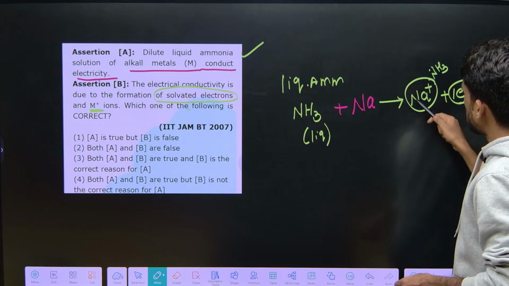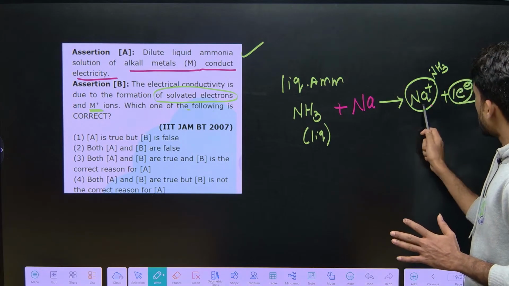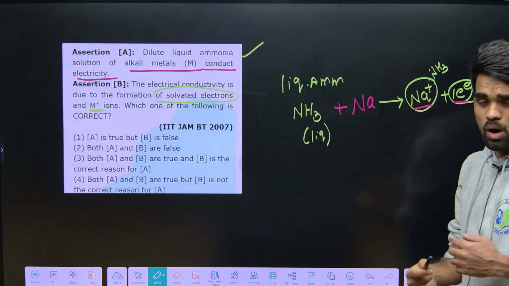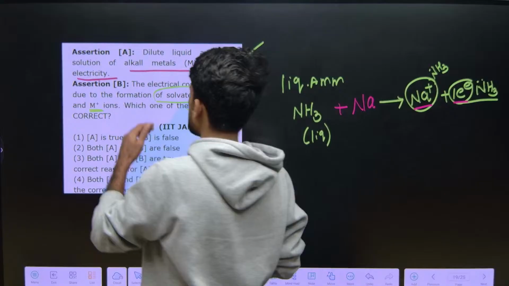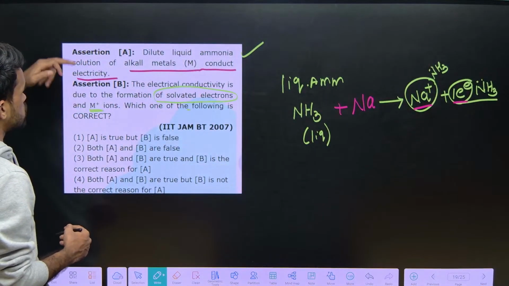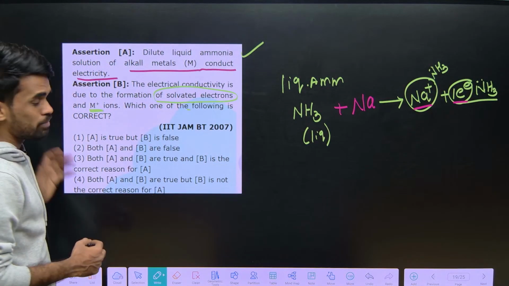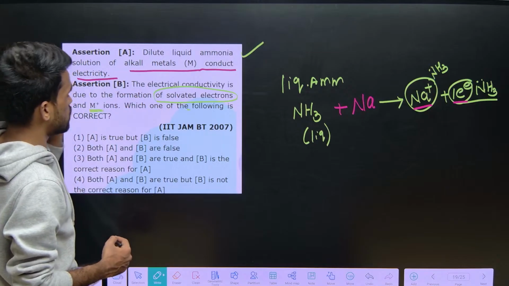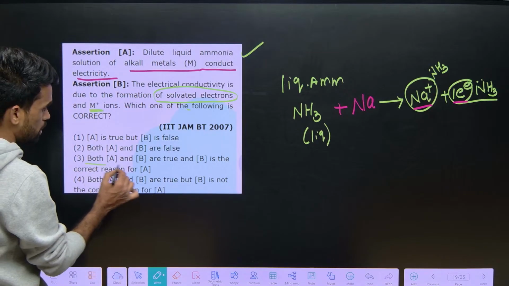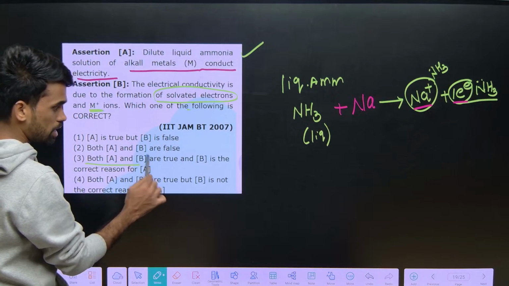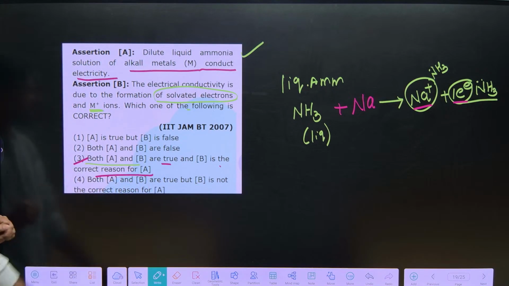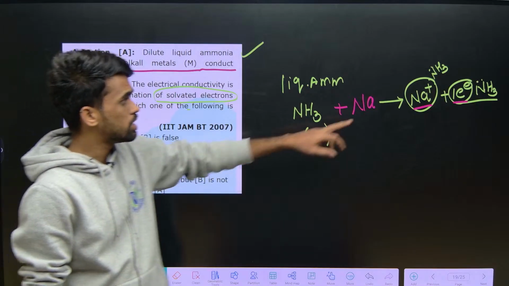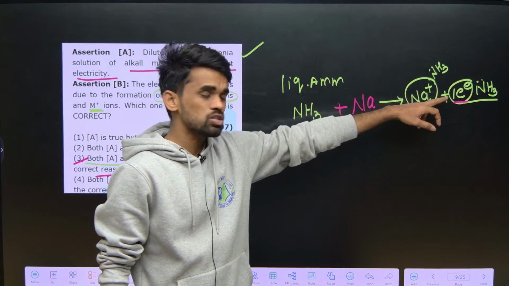So now, the ion is there, the electron is there. When we have charges, there is a possibility for conduction, right? So that is the reason. Yes, assertion and reason, A and B, both of them are correct, and B is the correct explanation of A. So the third option will be perfectly correct, because here we have a cation and a solvated electron.